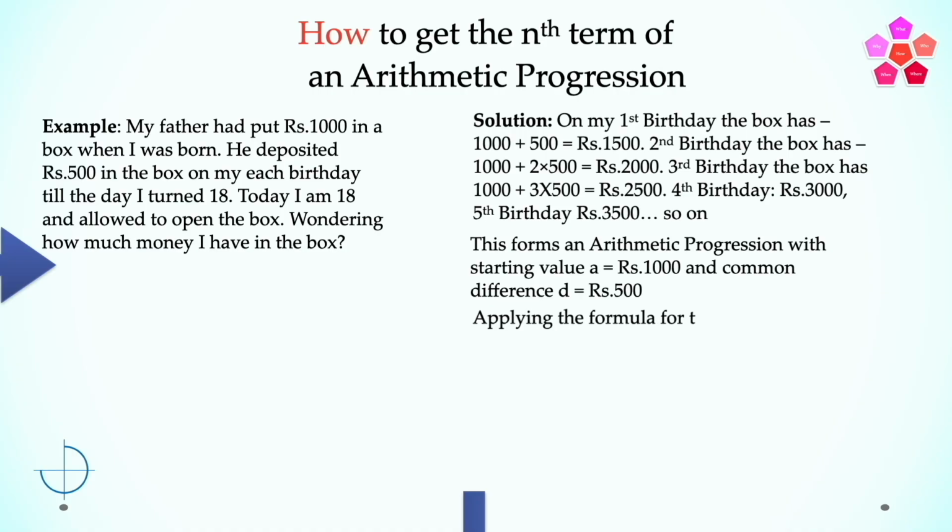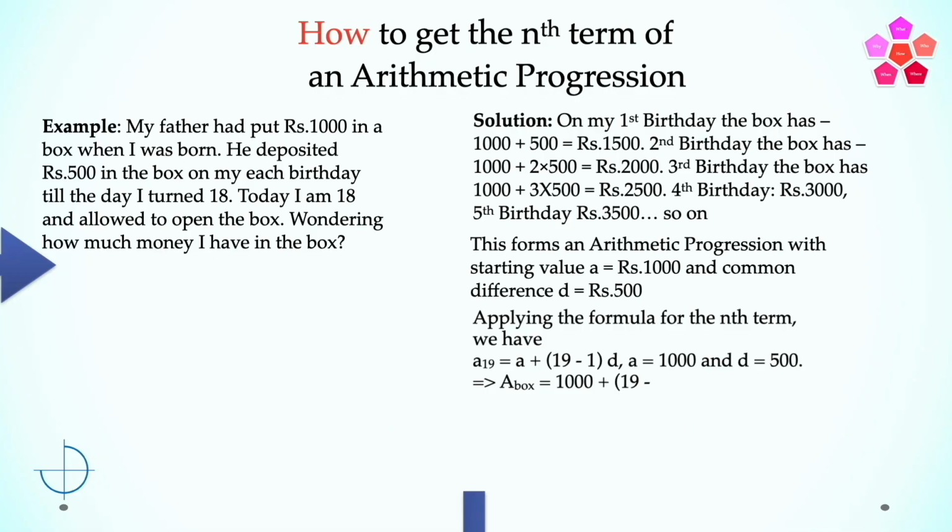So now we want to know what is the 19th term that will give us the amount in the box. Applying the formula for the nth term, that is the 19th term, we have a19 is equal to a plus (19 minus 1) multiplied by d, where a is equal to 1000, d is equal to 500. So the amount in the box is equal to 1000 plus (19 minus 1) multiplied as a whole by 500. The final answer is rupees 10,000.